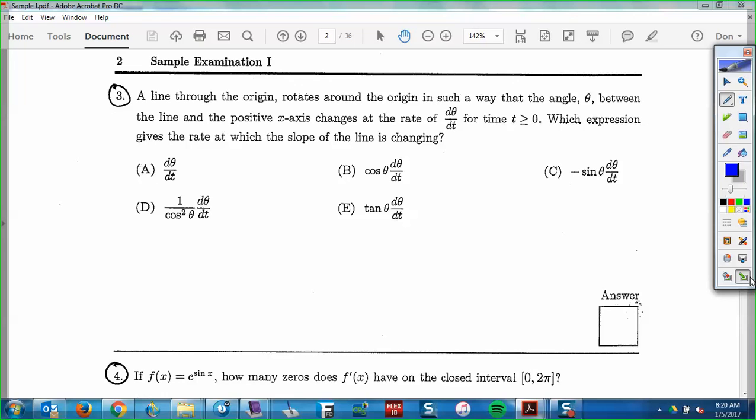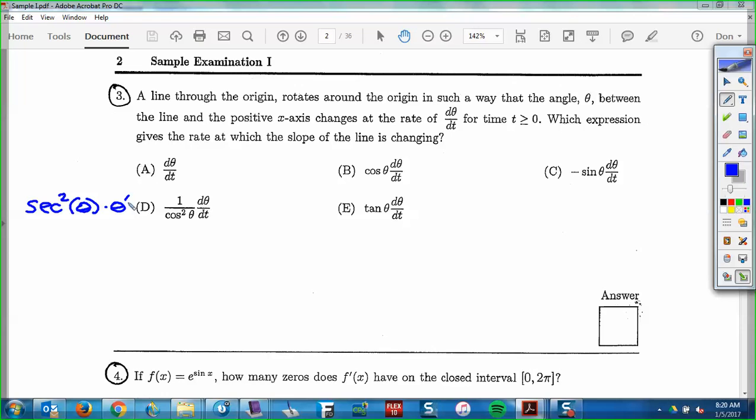But you can probably work it backwards a little bit. It says which expression gives the rate at which the slope of the line is changing. If you looked up the answer, what's the answer? It's this one, which is actually secant squared, and then d theta dt is like theta prime. So that's the answer. When you see something like secant squared theta times theta prime, what are you thinking of?